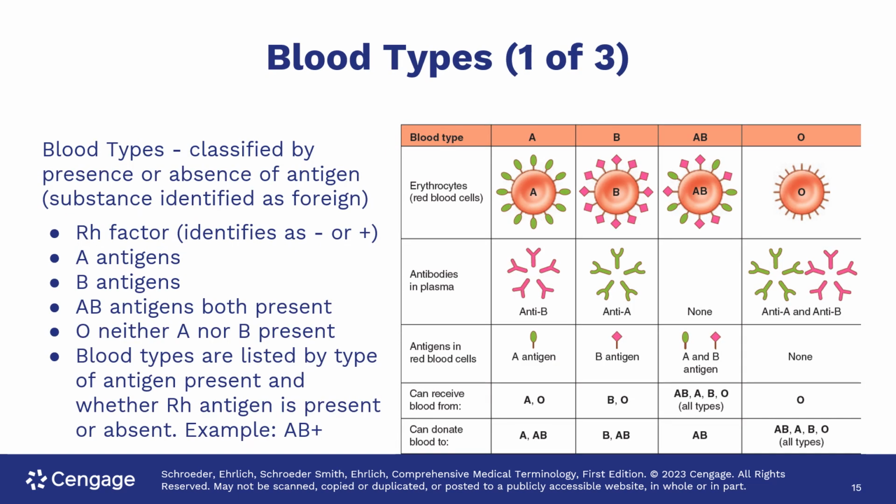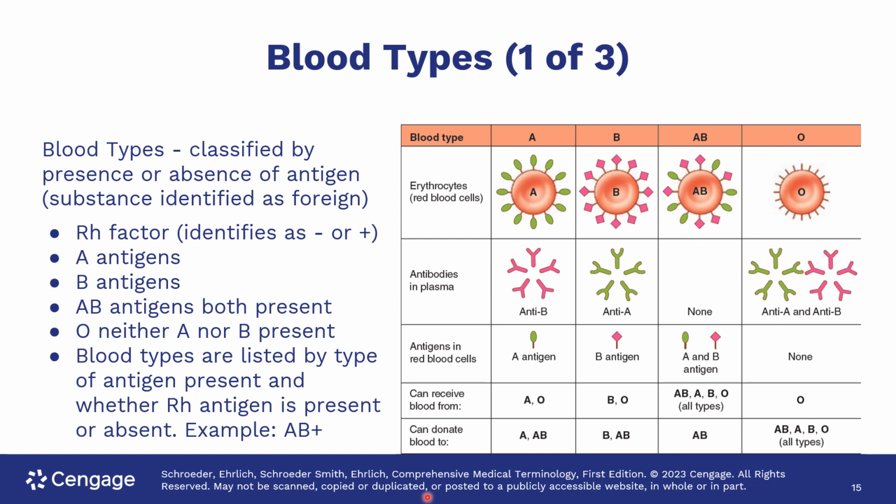Blood is grouped by whether it has an antigen or not. Antigens are things that the body sees as foreign, not a normal part of the body. You can have A antigens, B antigens, AB antigens, or O, where neither A or B antigens are present. Rh factor is either present as positive or negative as not present.